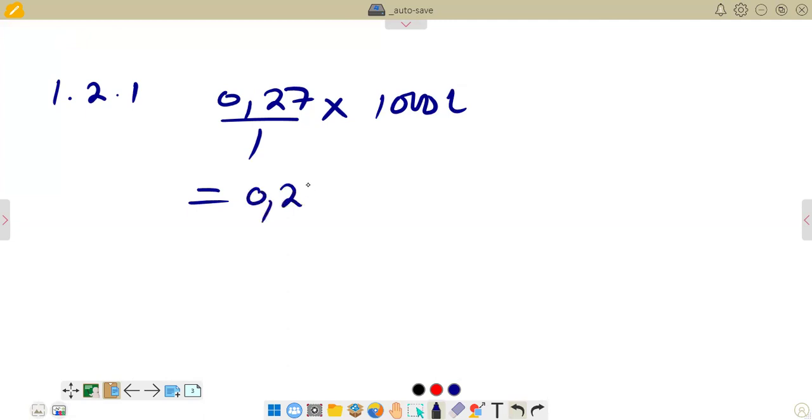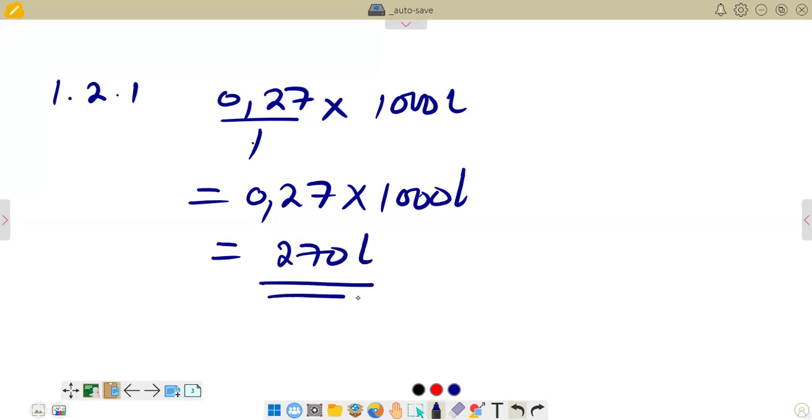It becomes 0.27 times 1,000 liters. Remember, if you say 1 into 0.27, you're going to get 0.27. So it remains 0.27 here. And you multiply by the 1,000 liters. If you multiply there, you are supposed to get 270 liters. So your answer is 270 liters. This is what we have according to the first part of the question, which is 1.2.1.